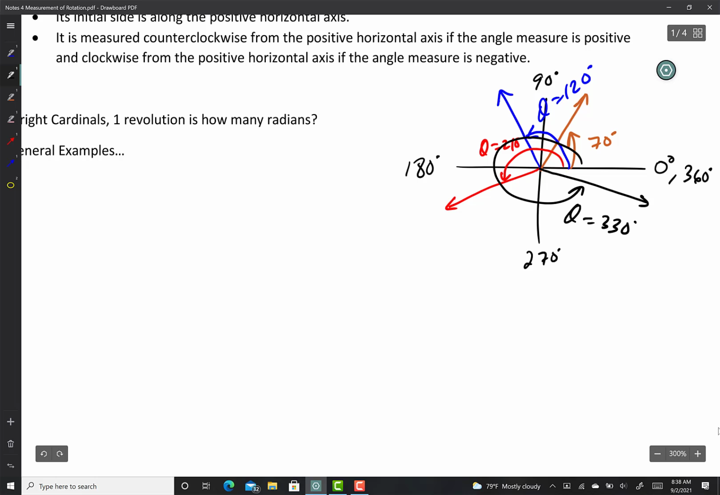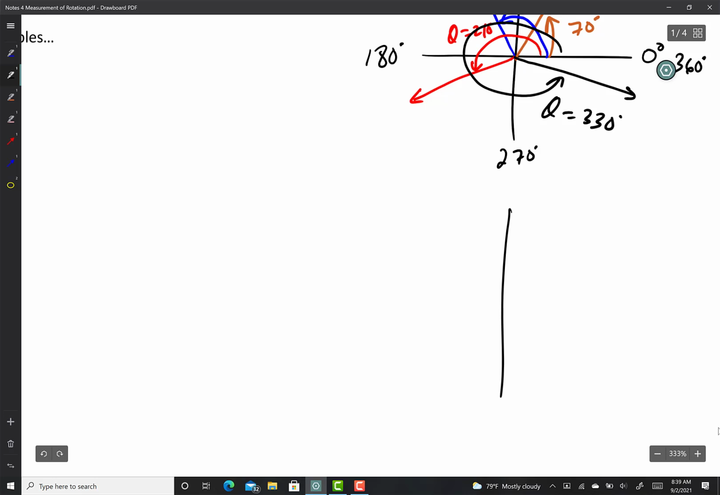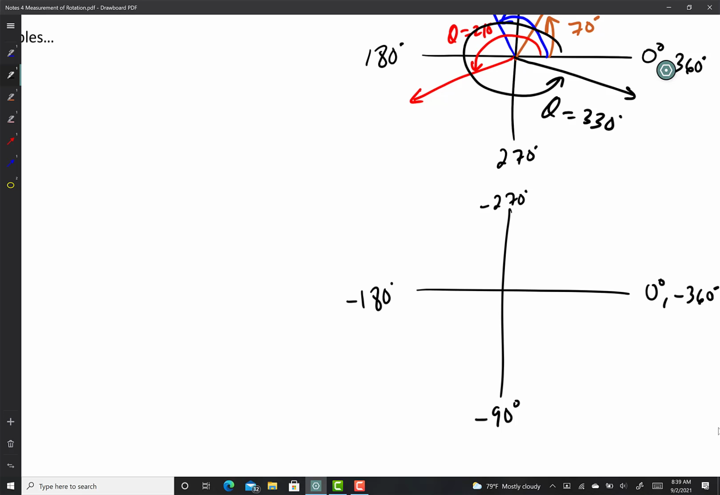I ran out of colors there, guys, so I'm sorry. How do we feel? All right, don't freak out when you see negative angles. Remember what we said? If we go clockwise, what does clockwise even mean? It's the direction of the clock, guys. So if we go clockwise, here's 0 degrees, negative 90, negative 180, negative 270, and I completed a full revolution, negative 360. Do you see the direction we went?